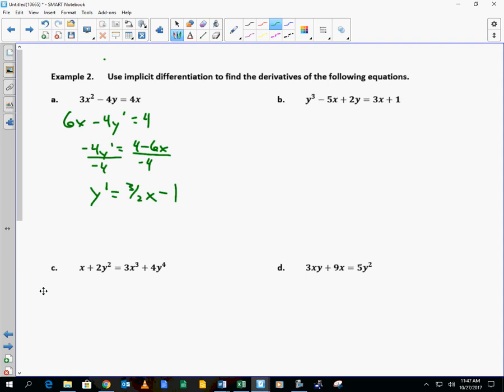What's the derivative of y cubed? y prime. Minus 5 plus equals 3. Oh no, I have 2 y primes. What should I do?